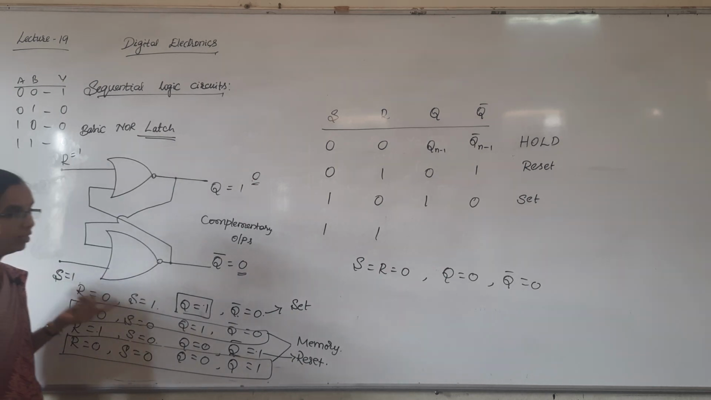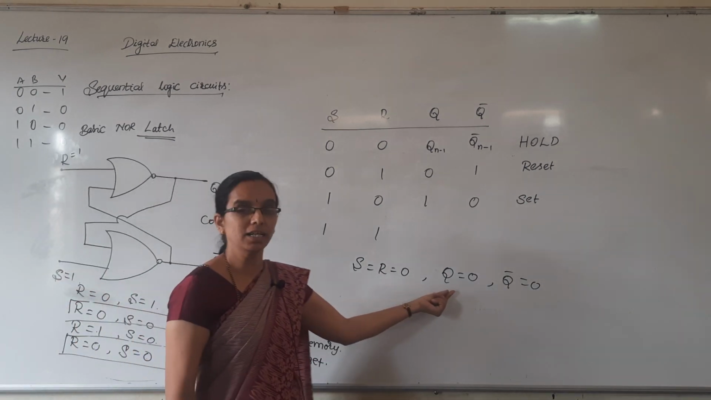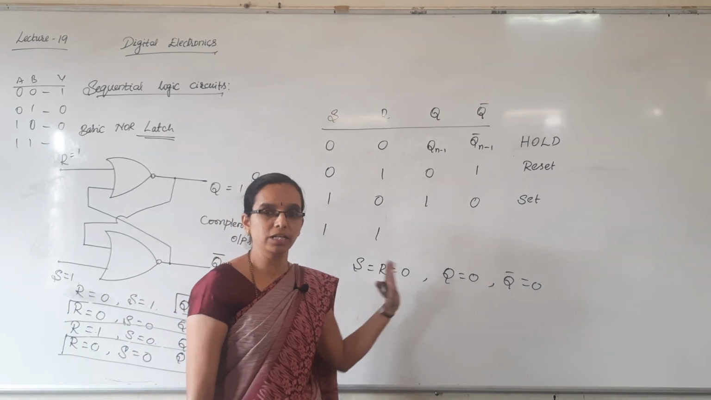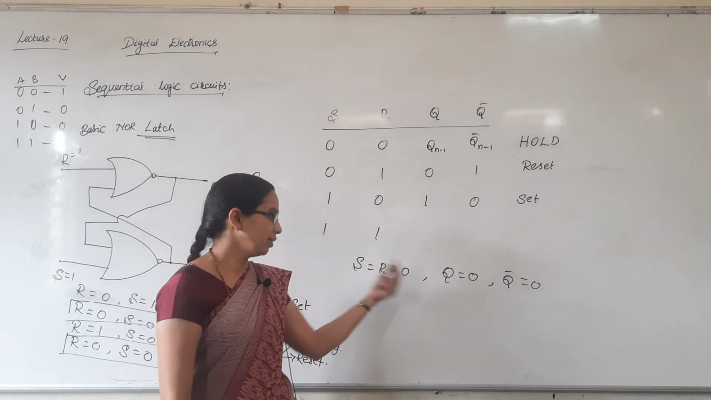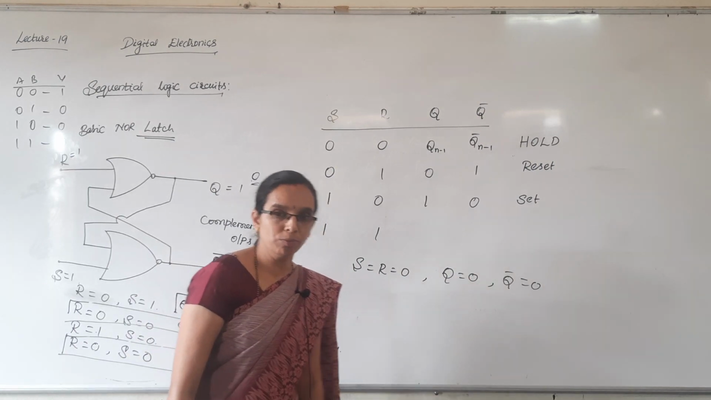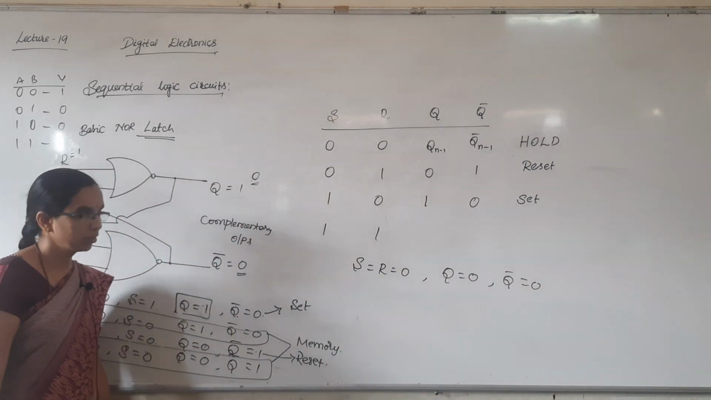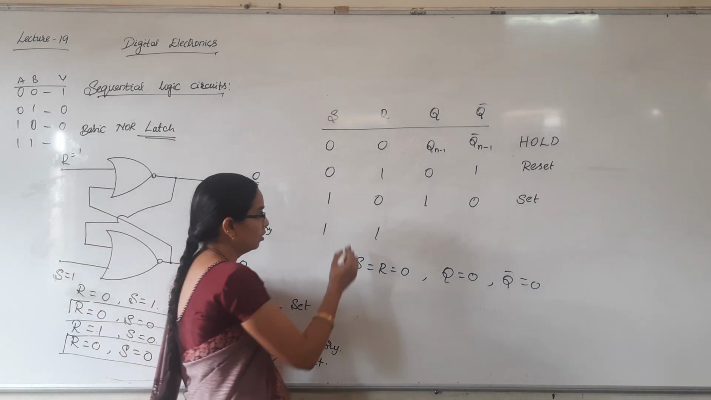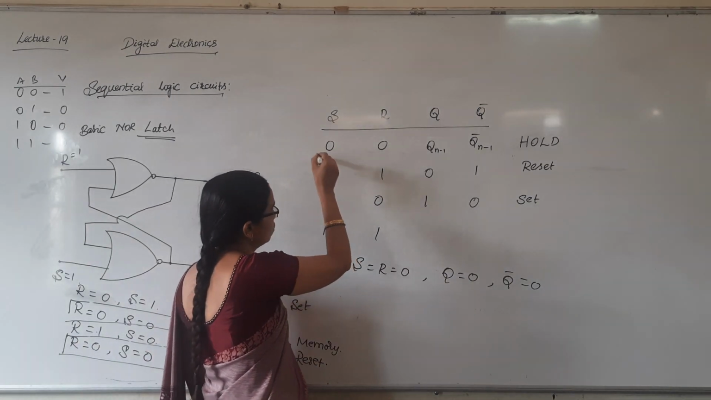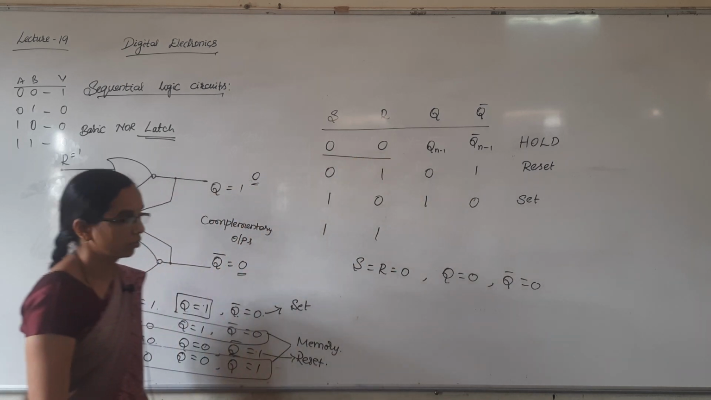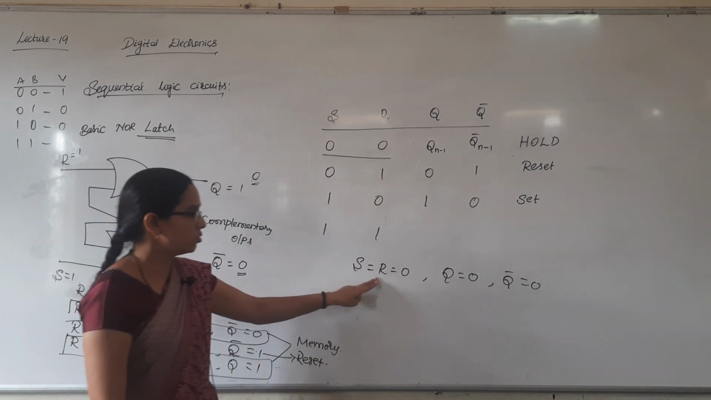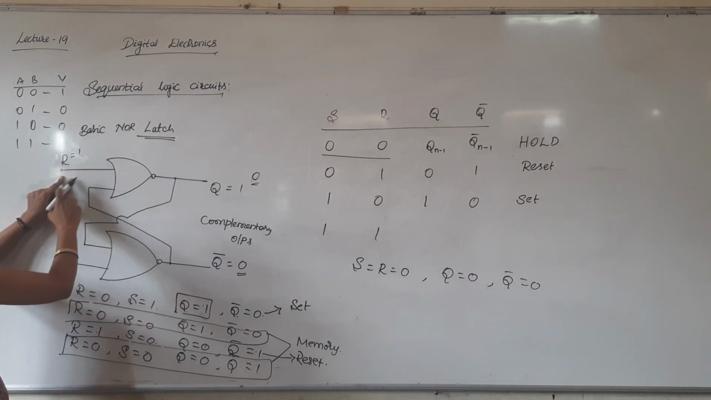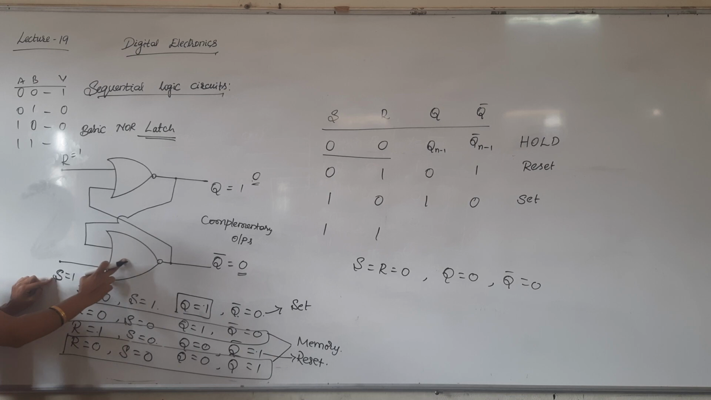Right. So what happens, this is not possible, it is okay. Even if it is not possible, because these are complementary outputs, we will treat that as Q equal to 0 and Q bar equal to 0 only. So what happened when you check the hold state, S equal to 0, R equal to 0, I check this gate first.